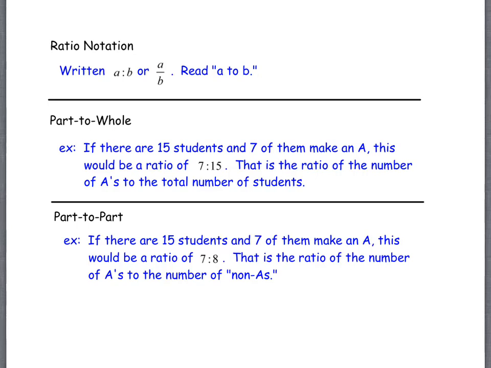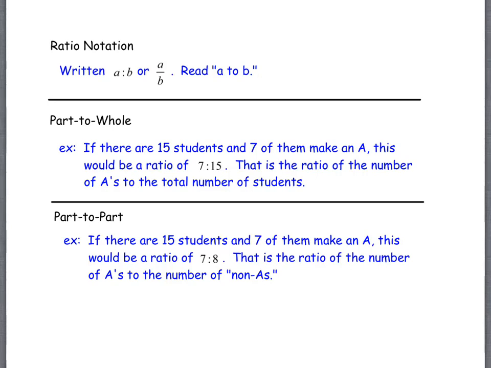Part to part is a comparison of people who do something compared to those who do not do something. So for part to part, 15 students, 7 of them make A's, the ratio would be 7 to 8. That is the ratio of A's to non-A's in the class.